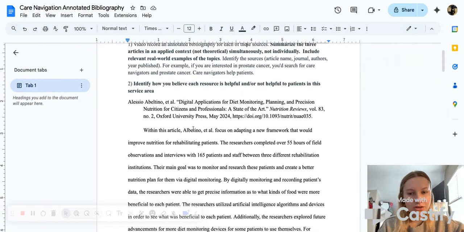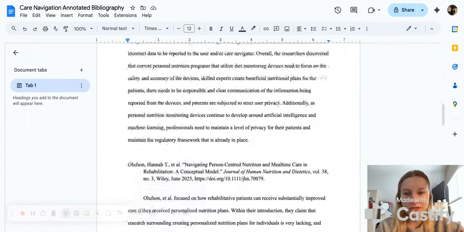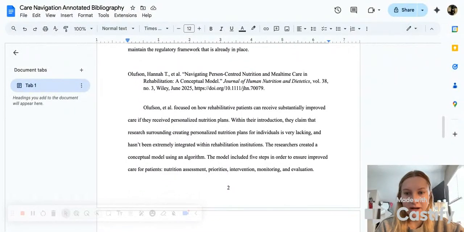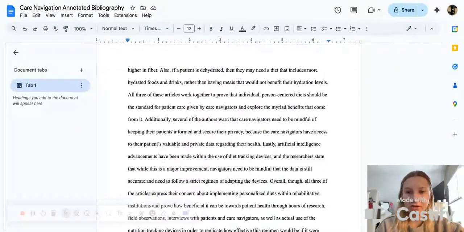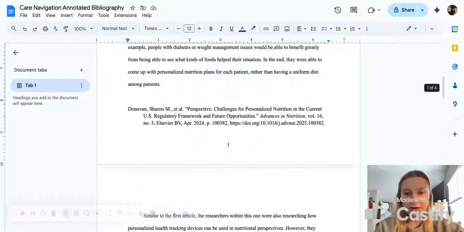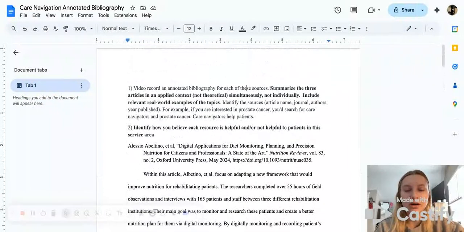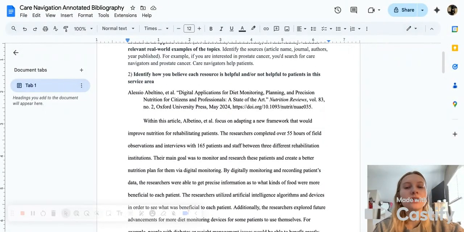while I'm here. I would like to explain I did individual annotated bibliographies for each of my three articles, and I understand the directions said to do them together. However, I did make sure to include a reflection down here in which I talk about all of them at once. I just want to kind of take a brief skim over each annotated bibliography, though, just so there's a better understanding of all the articles and how they're eventually going to work together.